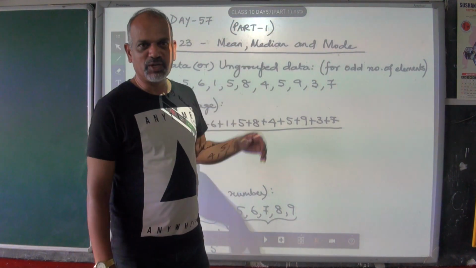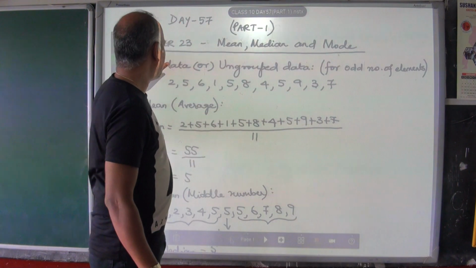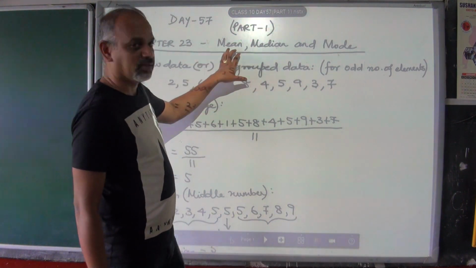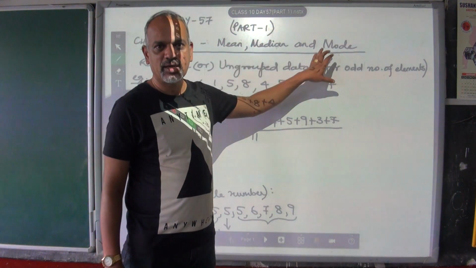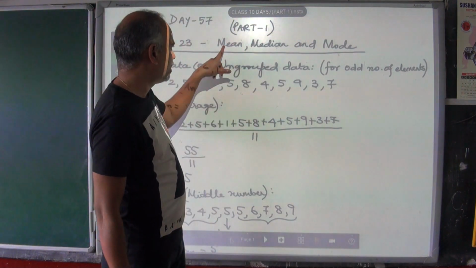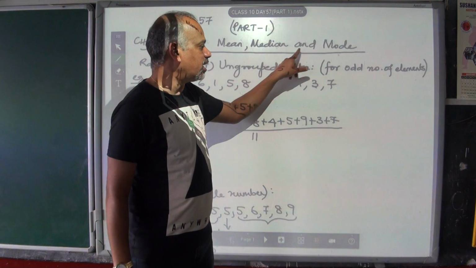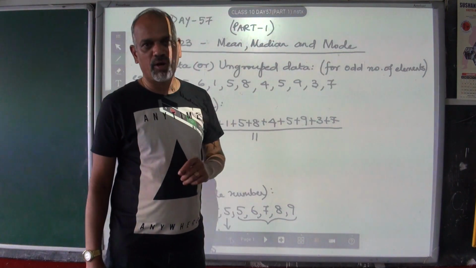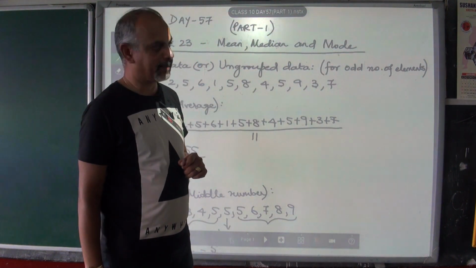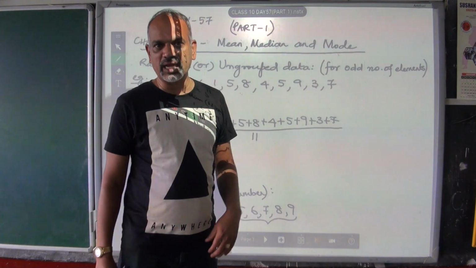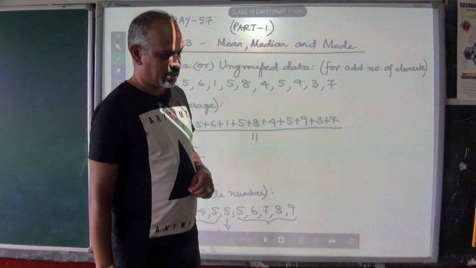Okay, we're going to start with a new chapter. This is chapter number 23, on mean, median and mode. There are three things that you can see here: mean, median and mode. They are all called central tendencies. So you're going to find these central tendencies.